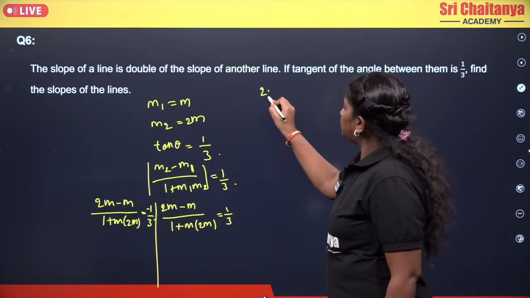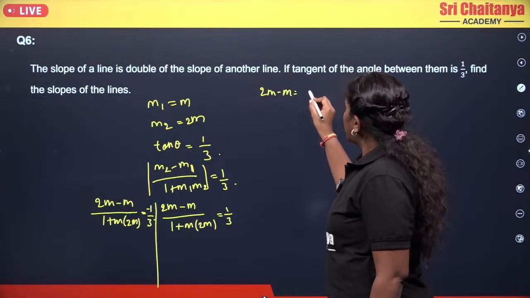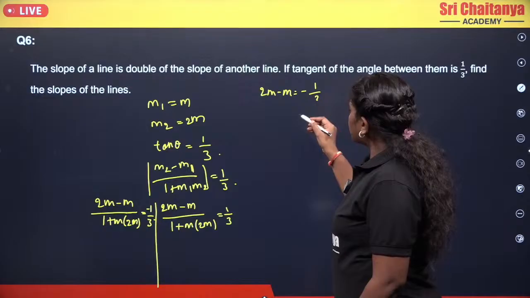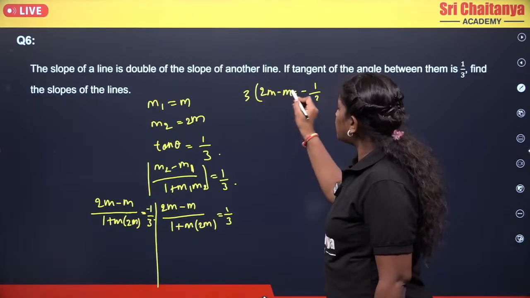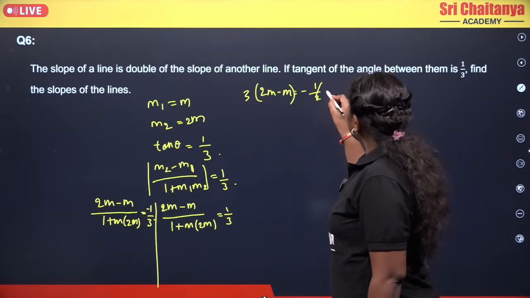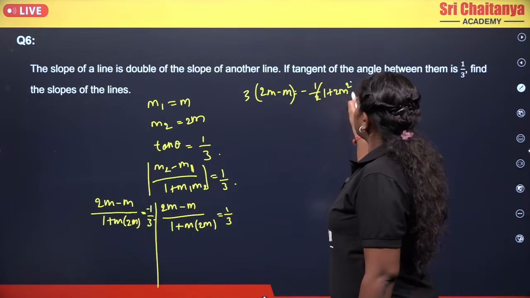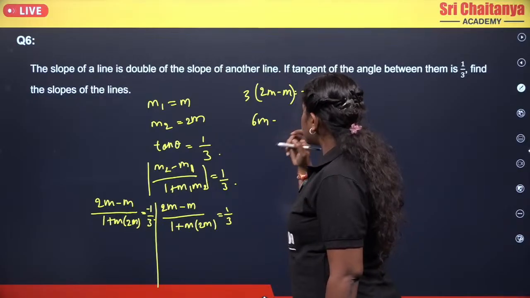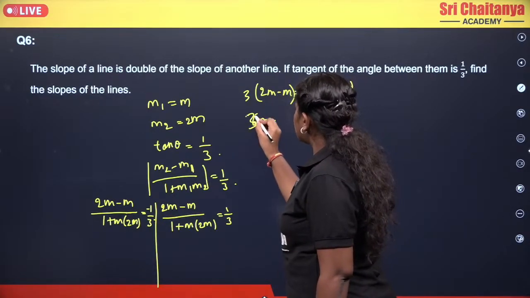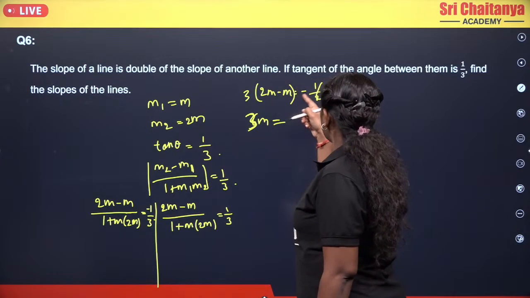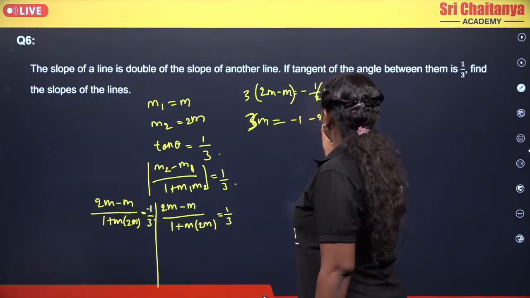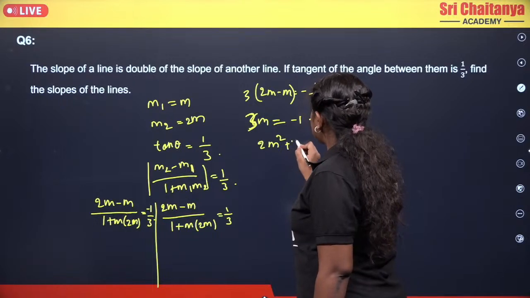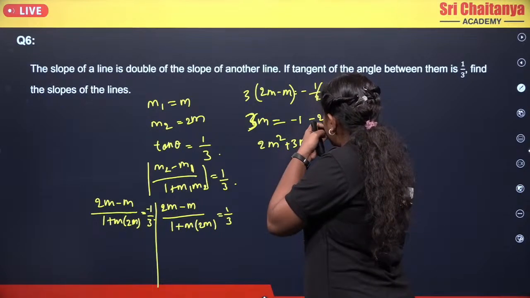Coming to the first one, (2m minus m) by (1 plus 2m square) equals minus 1/3. You can do the cross multiplication, so that becomes 3 into (2m minus m) equals minus 1 into (1 plus 2m square). Here 2m minus m is m, so that becomes 3m equals minus 1 minus 2m square. So now the equation will be 2m square plus 3m plus 1 equals 0.